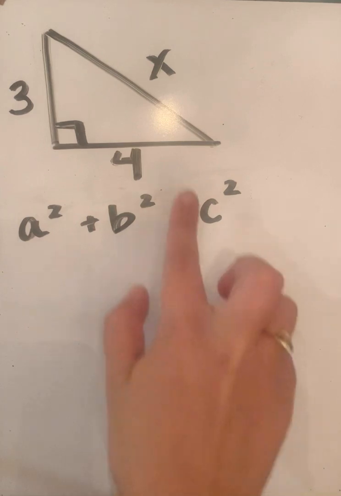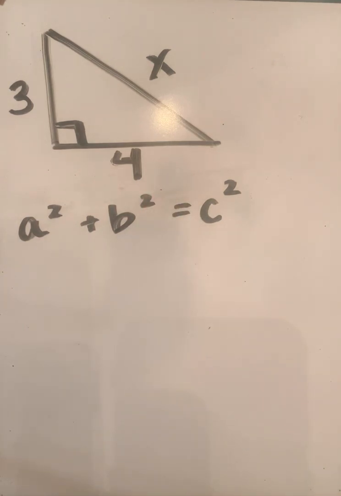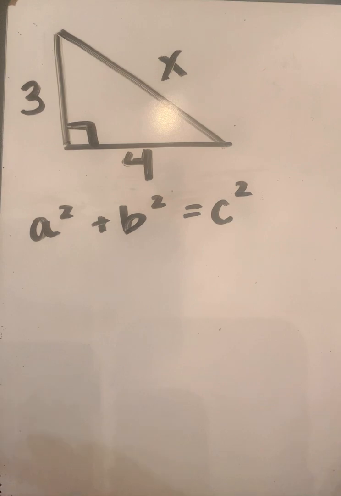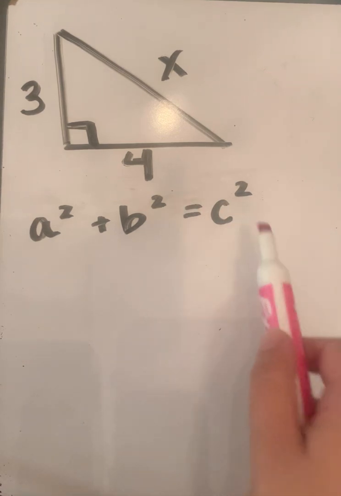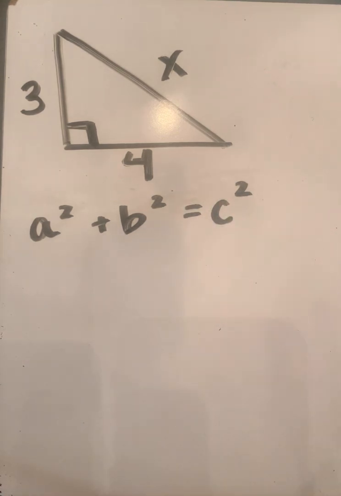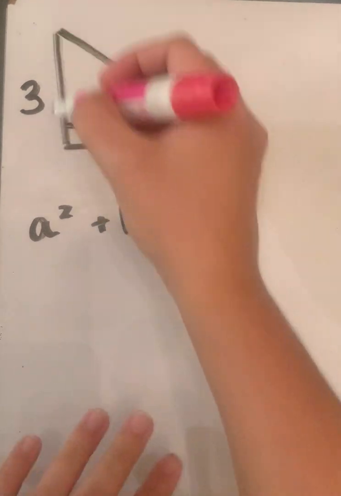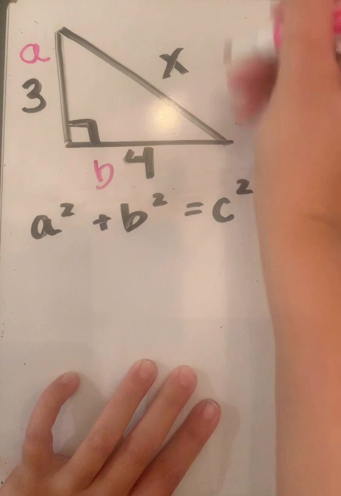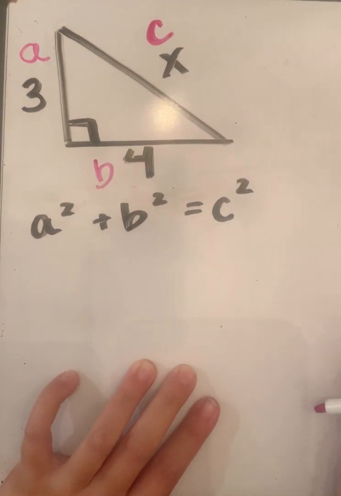So the first thing that we need to do whenever we are trying to solve for a missing side in a right triangle using the Pythagorean theorem is label our sides using a, b, and c. I like to go from shortest to longest since the hypotenuse is always going to be the longest side of your triangle. So in this case, 3 will be A, 4 B, X is C.